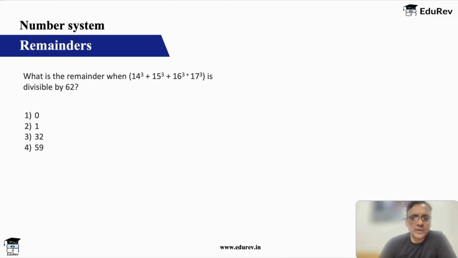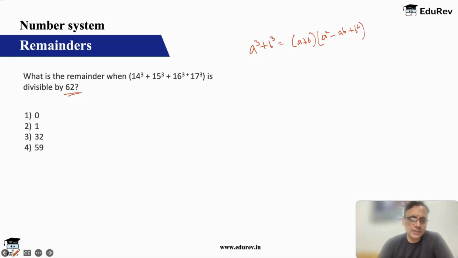What is the remainder when 14 cube plus 15 cube plus 16 cube plus 17 cube is divided by 62? Okay, so I'm dividing here by 62. So what can I do here? This is cube. Cube, I hope you remember. So a cube plus b cube is divisible by what? If you remember, a cube plus b cube is equal to a plus b into a square minus ab plus b square. Is this what we wrote? Let's check here.